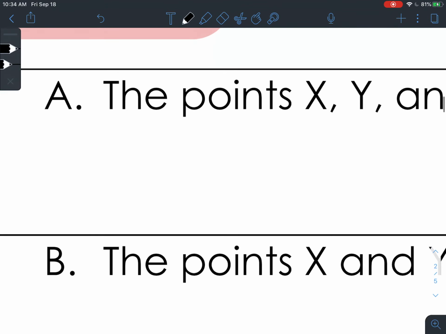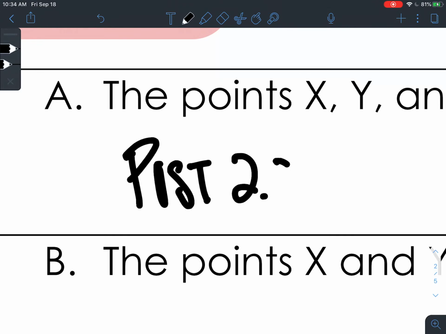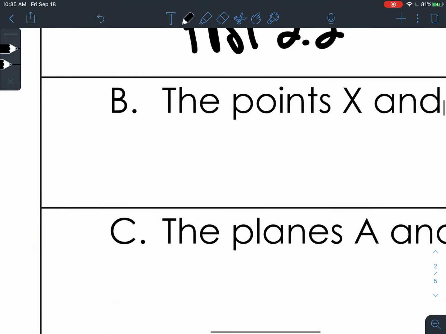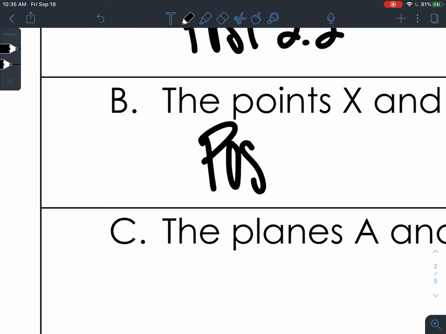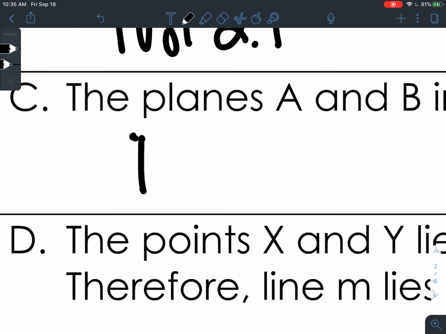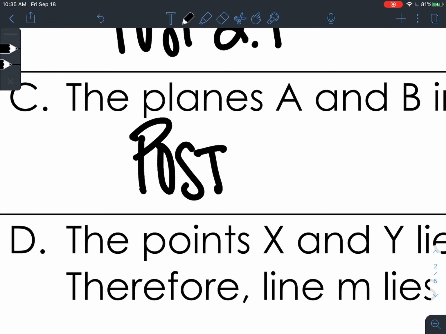This is going to be postulate 2.2 because we're given 3 points, and our conclusion is that they all lie in a plane. Next one says the points X and Y lie on a line. Very similar. This is going to be postulate 2.1 because we're given 2 points, and it says that they lie on a line. C says the planes A and B intersect in a line. That's going to be postulate 2.7 because if 2 planes intersect, they intersect in a line.